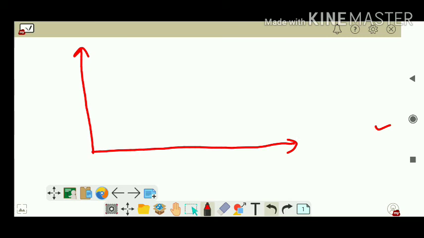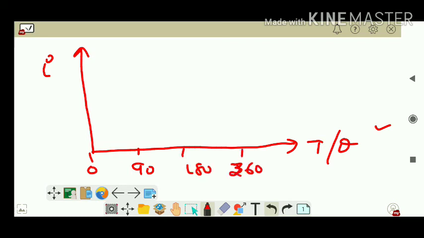Right? So, let's say this is 0. That is, this axis is for current. This axis is for either time period, or I can say theta, both. So, with respect to theta, that is angle, right? 0 degree, then there is 90 degree, then 180 degree, 360 degree, 270 degree.